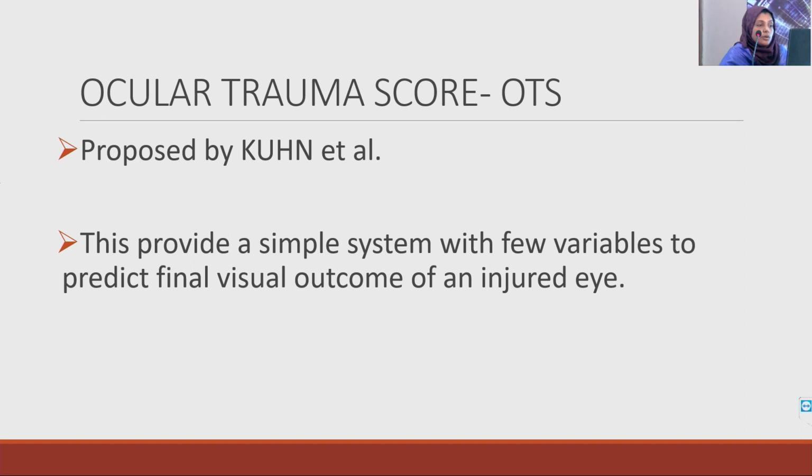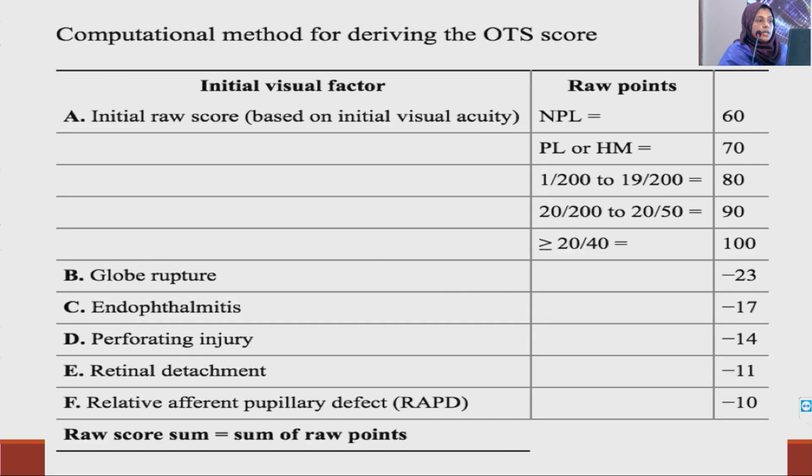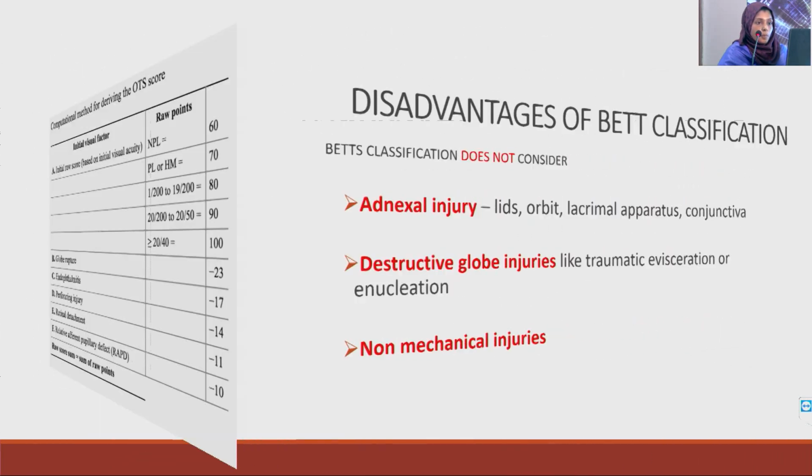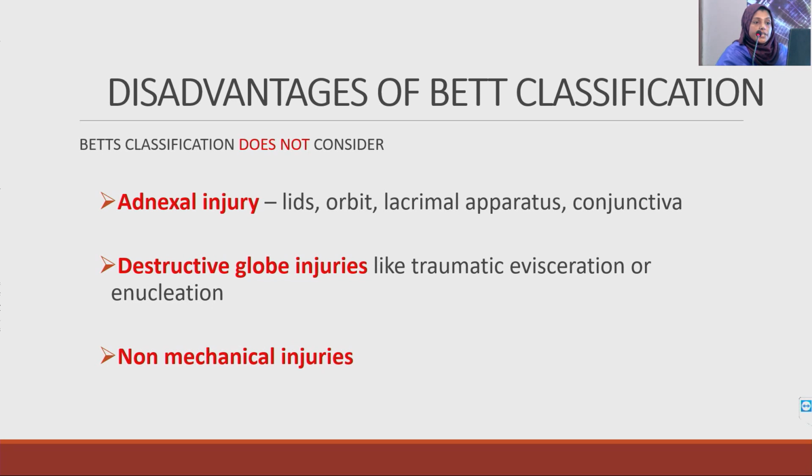The Ocular Trauma Score is again proposed by Kuhn et al. This provides a simple system with few variables to predict the final visual outcome of an injured eye. In this, initial visual acuity, globe rupture, endophthalmitis, perforating injury, retinal detachment, and RAPD are considered. There are certain disadvantages of Birmingham's classification, in which adnexal injuries, destructive globe injuries, and non-mechanical injuries are not considered.